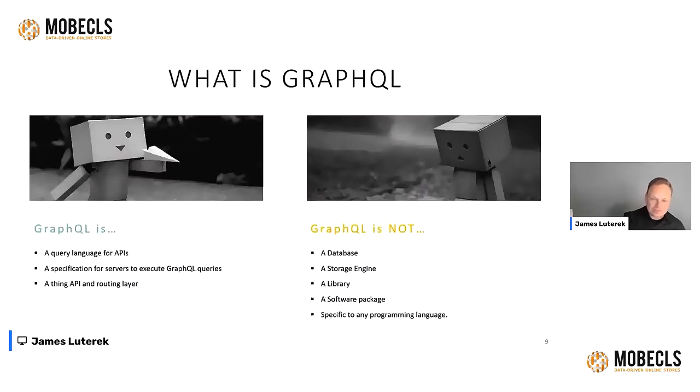So I've talked a lot about the history of GraphQL, where it came from, but what is it? I mean, with any buzzword, there's a lot of opinions out there. There's a lot of people giving wrong answers. So what is GraphQL? It's a specification. It is a query language for APIs, ways for computers to communicate with computers at the code level. It's a specification for the servers to execute those GraphQL queries. And it can be a thin API and routing layer, which I'll talk a little bit more about later.